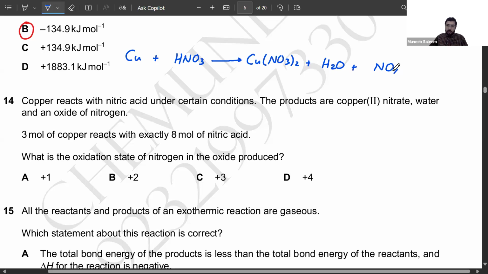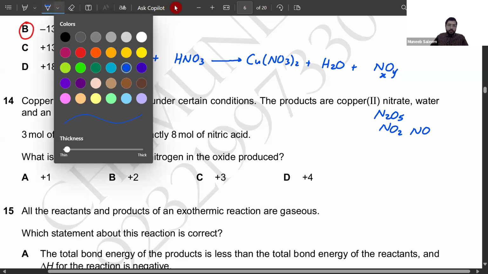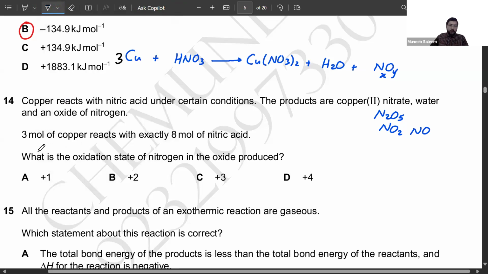Oxygen could be Y and N could be X. We do not know the number of the atoms in that case because we have multiple options. We could have N2O5, we could have NO2, we could have NO. So these are different cases. Now we apply the other information, 3 moles of copper. So I will put 3 here. 3 moles of copper reacts with exactly 8 moles of nitric acid. So 8 should come here.